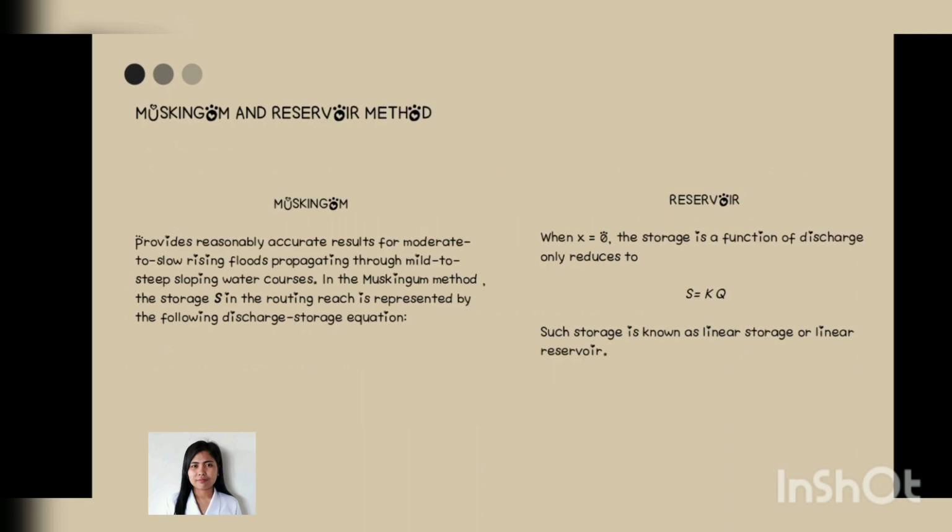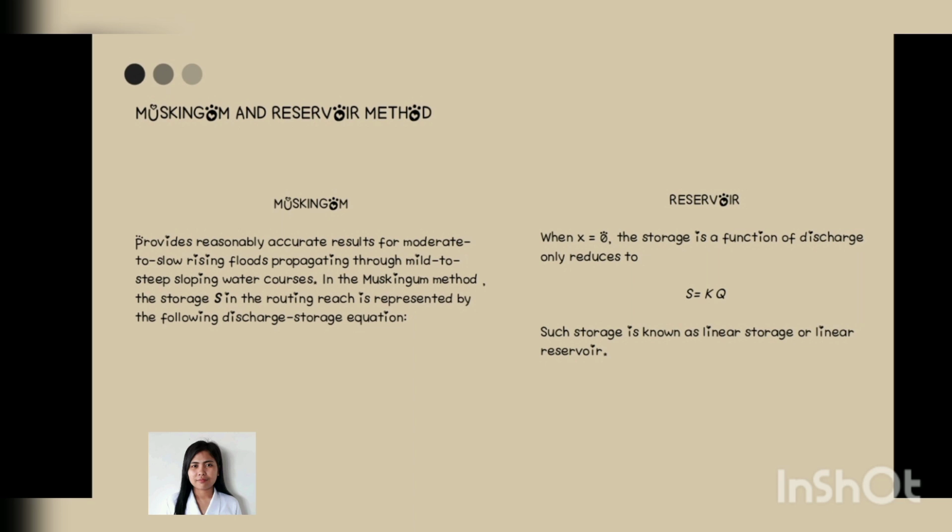Muskingum method. The Muskingum method provides reasonably accurate results for moderate to slow rising floods propagating through mild to steep sloping watercourses. In the Muskingum method, the storage S in the routing reach is represented by the following storage-discharge equation: S is equal to K times [X times I to the power M plus (1 minus X) times Q to the power M], where K and X are coefficients and M is a constant exponent.